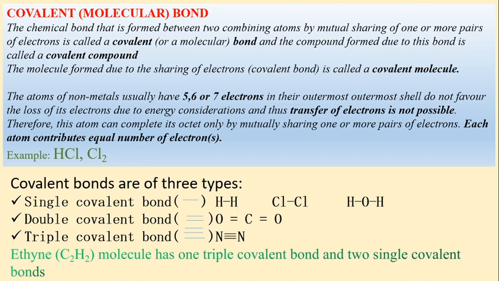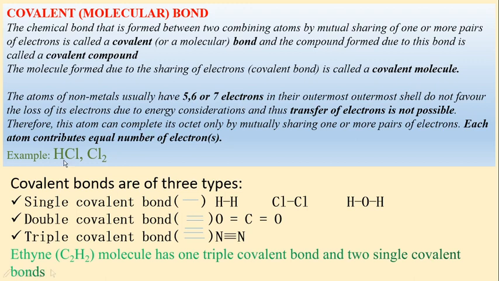So generally the non-metals, which usually have 5 or 6 or 7 electrons in the outermost shell, do not favor the loss of electrons. They tend to gain electrons to attain stability. Since they won't lose electrons for stability, they are only gaining electrons. When two similar non-metals or different non-metals combine, they mutually share the electrons. So transfer of electrons is not possible between the non-metals.